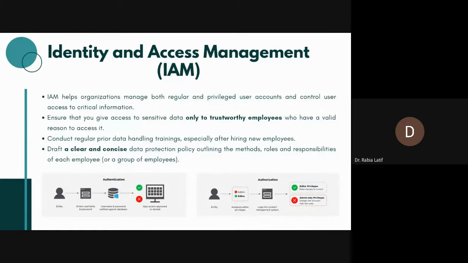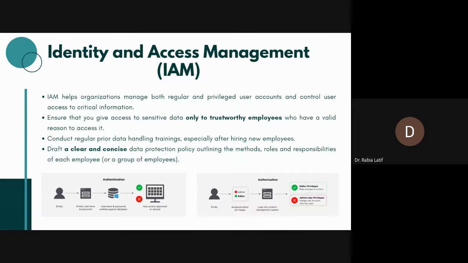Conduct regular data handling trainings with them, especially after hiring new employees. You can conduct trainings, you can conduct workshops, share some suggestions or policies with them through emails. Draft very clear and concise data protection policies for your employees.